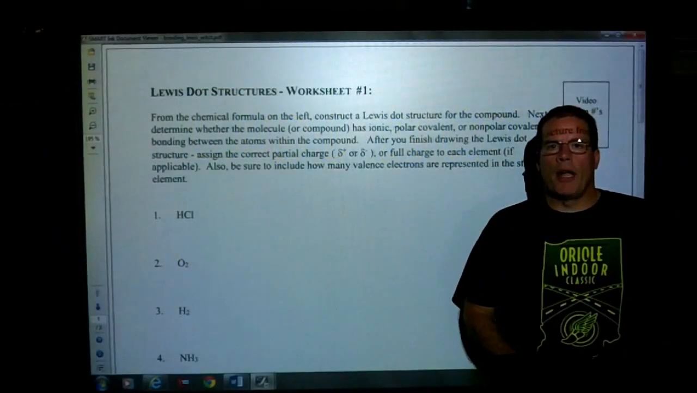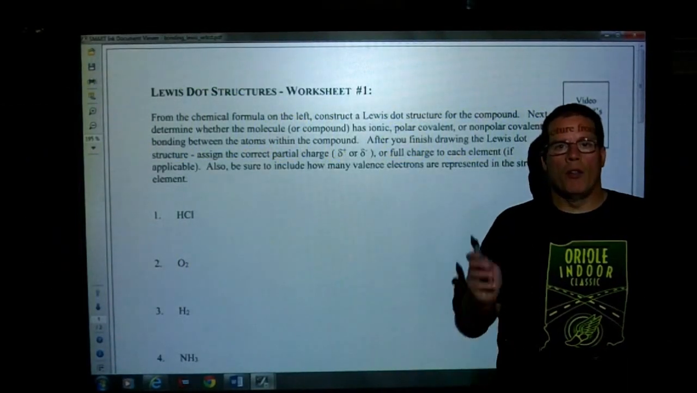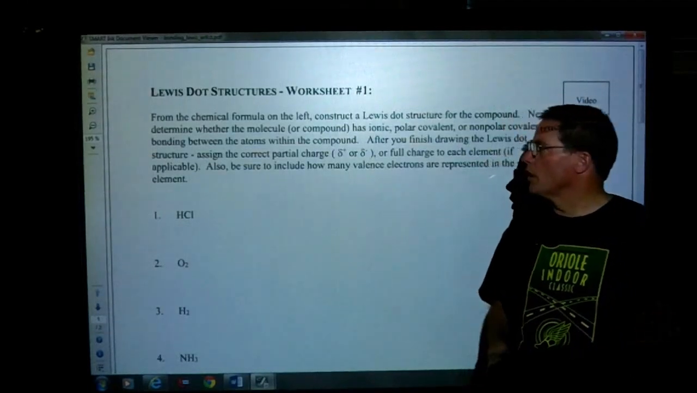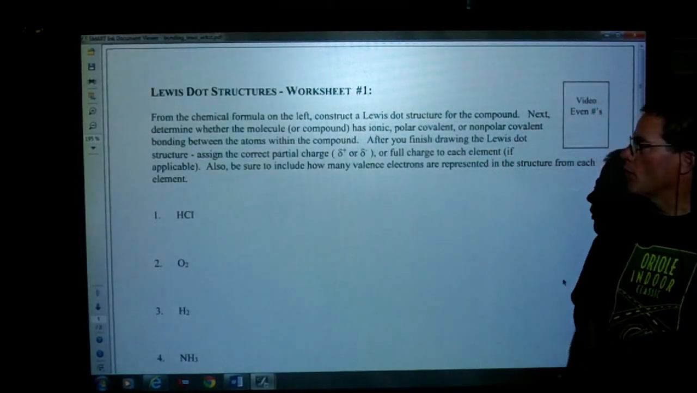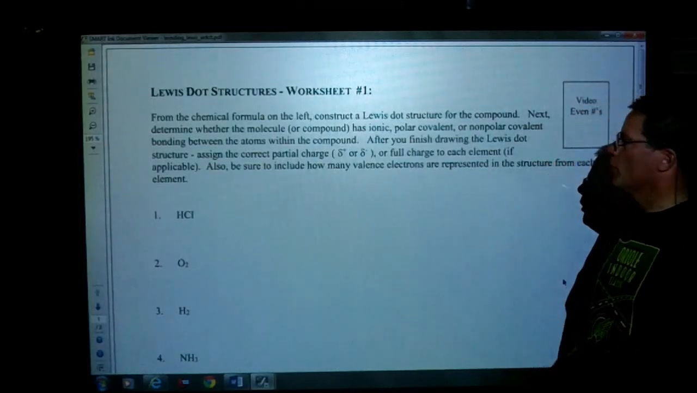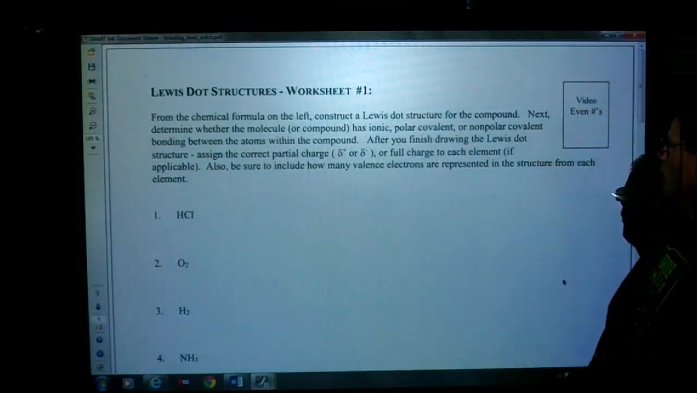Hello, I'm Mr. Craig, and I wish to work out the even problems on this worksheet. Lewis dot structures, worksheet number 1. Let's read the instructions. From the chemical formula on the left, construct the Lewis dot structure for the compound.